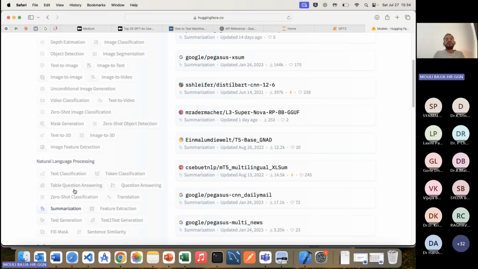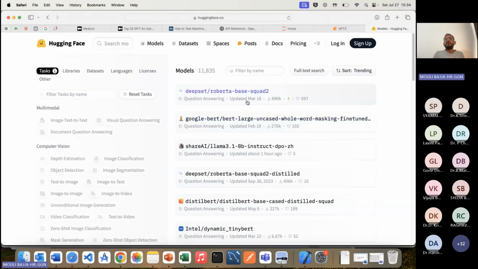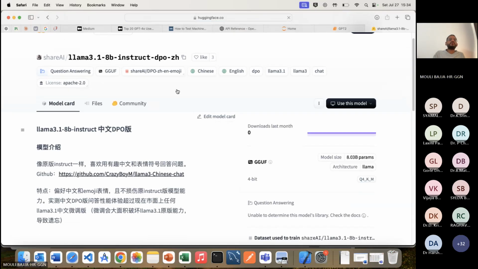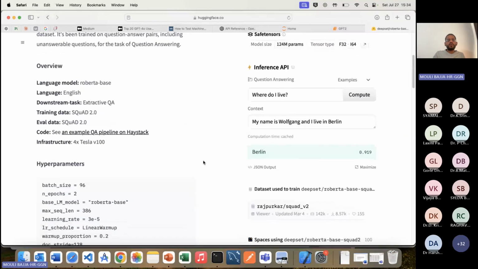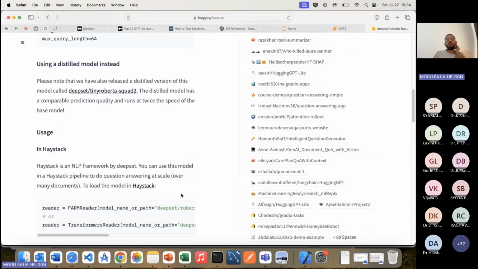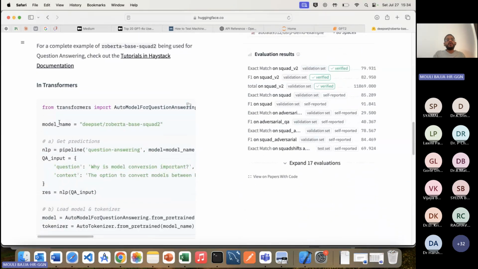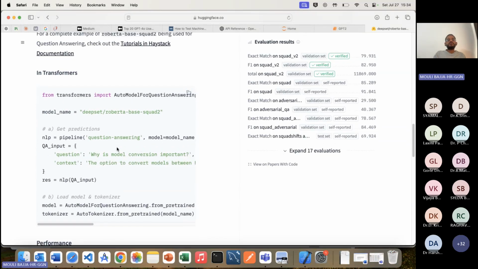So like this, for any work that you want to do, now you don't need to build question answering. Let's see question answering. Roberta base, I don't know, it is still appearing at the top, but Llama 3, 8 billion instruct is another model which is quite popular. Look at something else, Roberta. You can go here, look for what hyperparameters, how do you import, how do you install this library, and they have provided from transformers you can import AutoModel for question answering. So you just take this code.